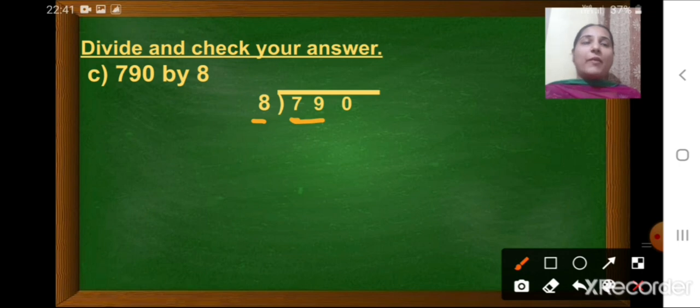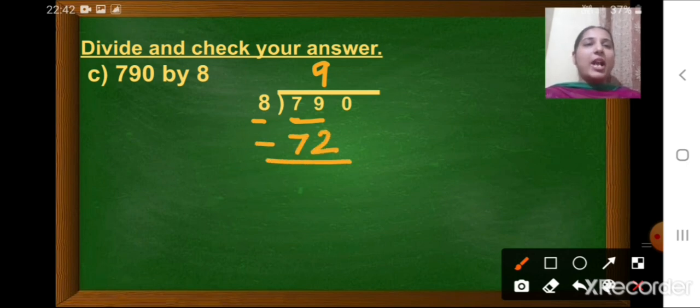So let's say the table of 8. 8 ones are 8, 8 twos are 16, 8 threes are 24, 8 fours are 32, 8 fives are 40, 8 sixes are 48, 8 sevens are 56, 8 eights are 64, 8 nines are 72, and then 8 tens become 80. But we want the number which should be less than 79. So how many times will go? 8 nines are 72. Now let's subtract. So 9 minus 2 we'll get 7, and 7 minus 7 is 0.